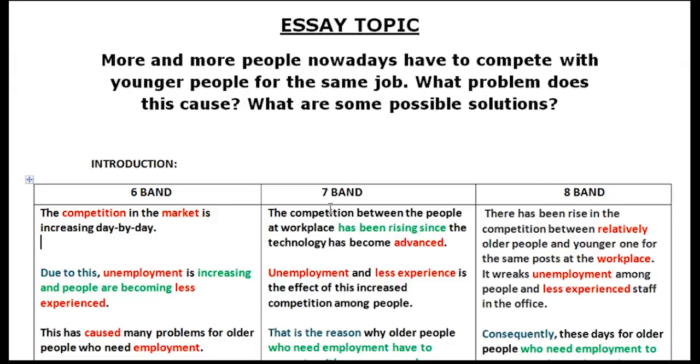Similarly, I will write the same line for 7-band essay. That will be, the competition between the people at workplace has been rising since the technology has been advanced. And the same line for 8-band essay will be, there has been rise in the competition between relatively older people and younger one for the same post at the workplace. See, this is the difference that how people get 6, 7 or 8 band. The more material you will write, the more chances are there that you will score good.